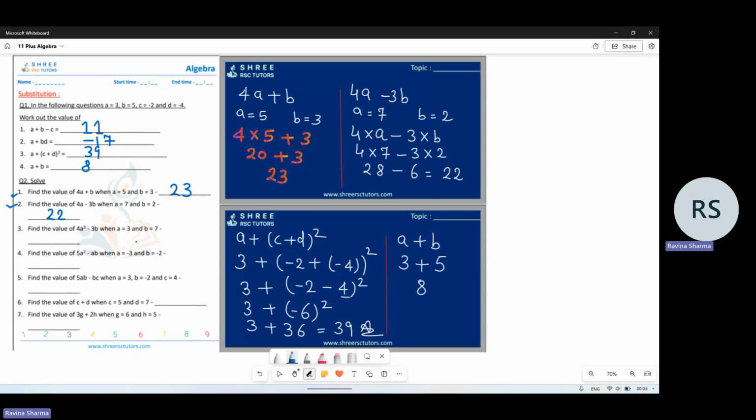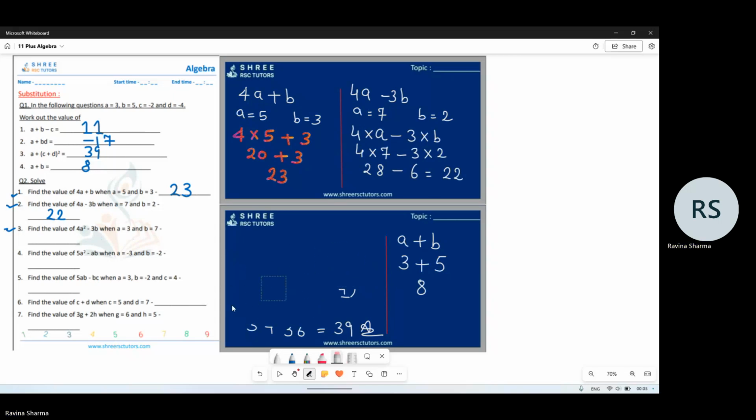Now the next question is: find the value of 4a squared minus 3b. Now the square is coming. So how can we solve the square question? For that, we will remove this one and try to simplify this question. We will write 4a squared minus 3b. The values are given: a is equal to 3 and b is equal to 7. So how can we simplify that?